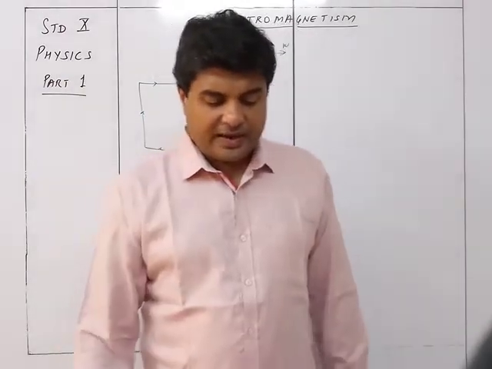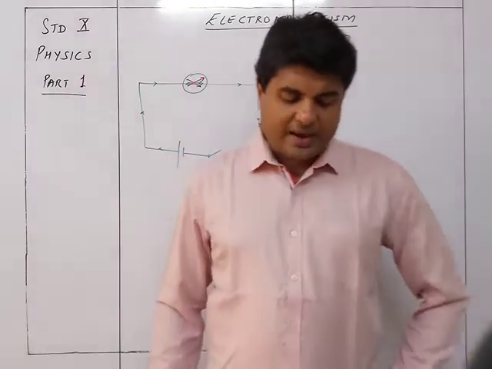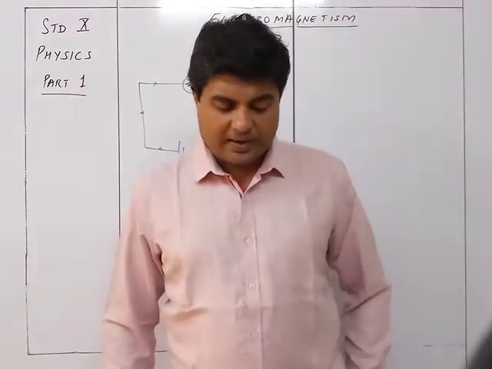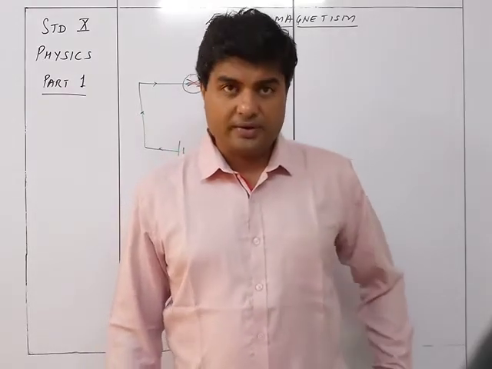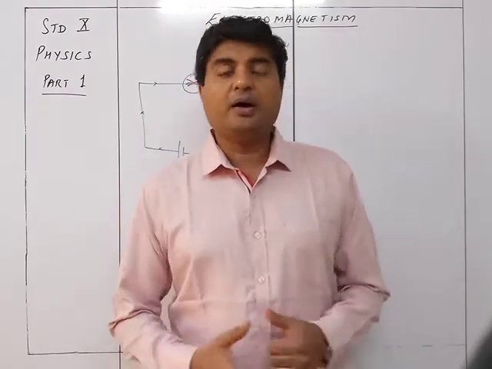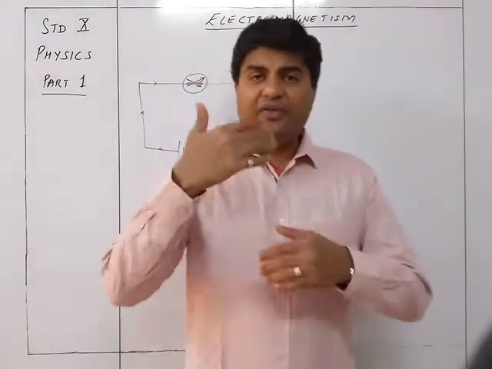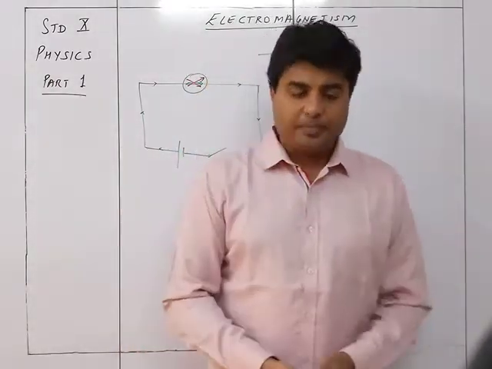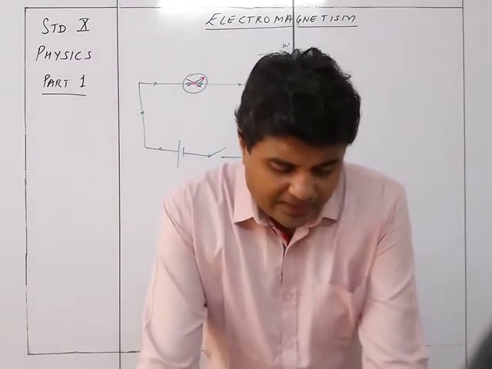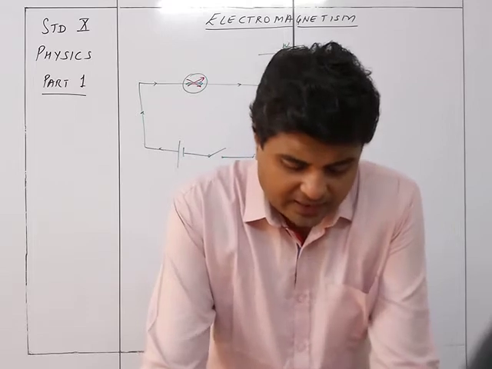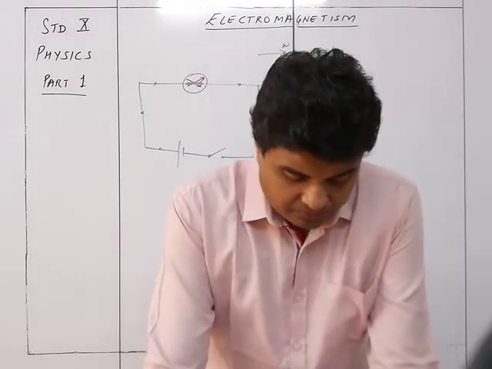Hans Oersted in 1820 in his experiments observed that when an electric current is passed through a conducting wire, a magnetic field is produced around it. Right? So whenever electric current is passed through a wire, a magnetic field will be produced around that particular wire. The presence of the magnetic field at any point around this current carrying wire can be detected with the help of a compass needle.